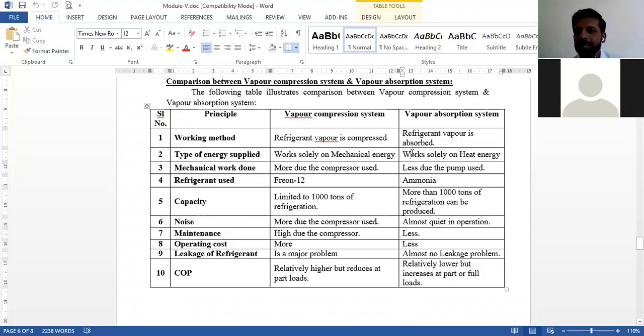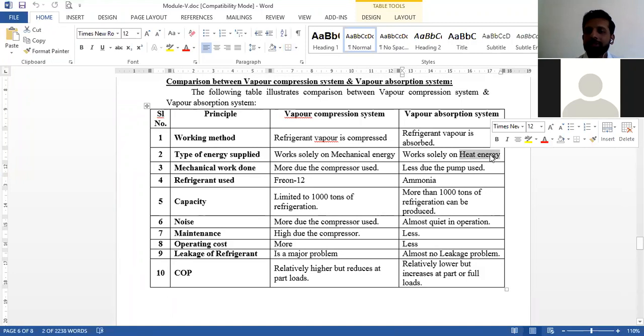And if we look at the nature of working of the absorption system, the pump is meant only to push the fluid, that's all. But all this heat exchange, everything, works solely on heat energy only. That is the heat exchanger, condenser, and all those things, converting ammonia from strong ammonia solution to diluted ammonia and so on. So that is the next change.